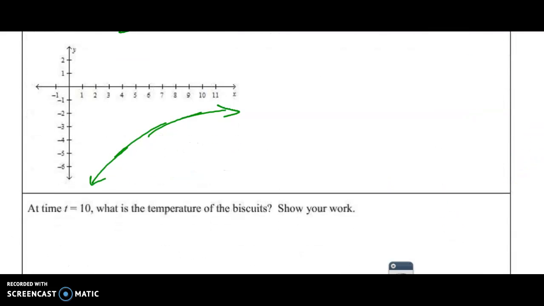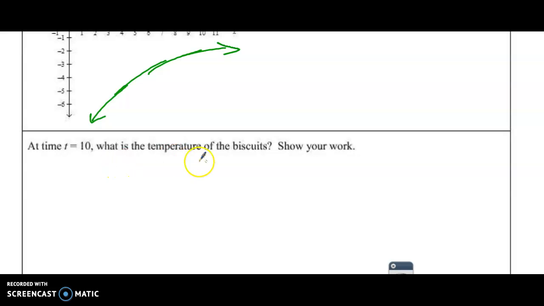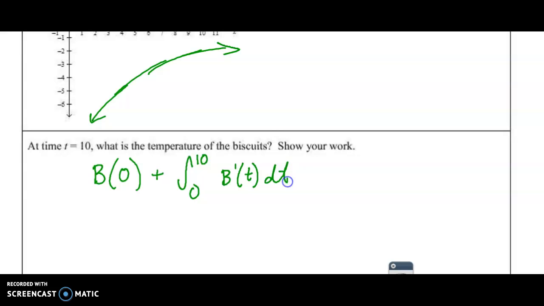So in the next part, at t equals 10, what is the temperature? Well, remember we have that initial condition at b of 0, and then we can work from there, from 0 to 10 of b prime of t dt will get me to b of 10. And again, I'm a big fan of just writing things out, and you don't have to rewrite that this number is 100, because that'll be evident in your final answer.